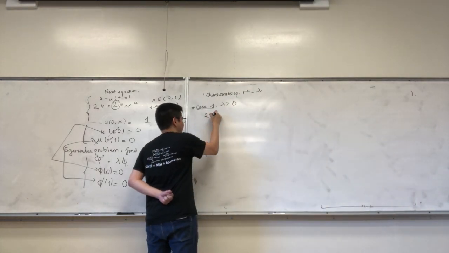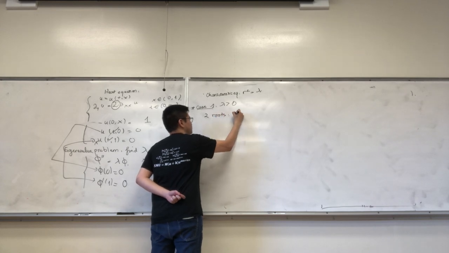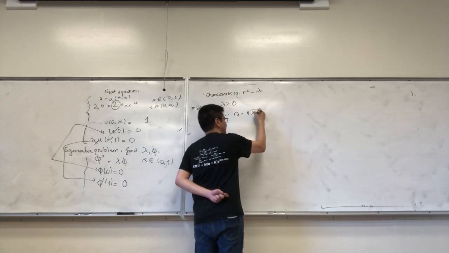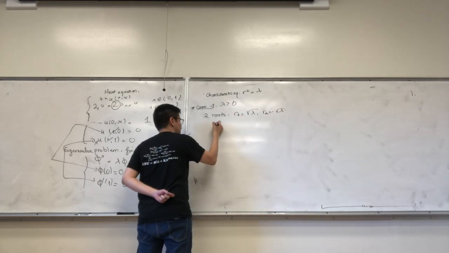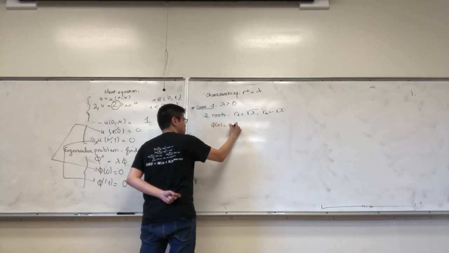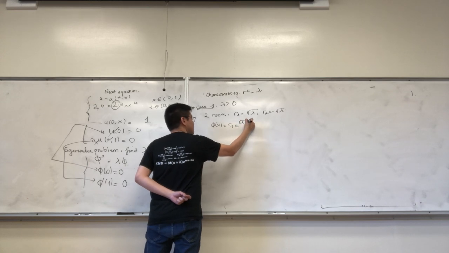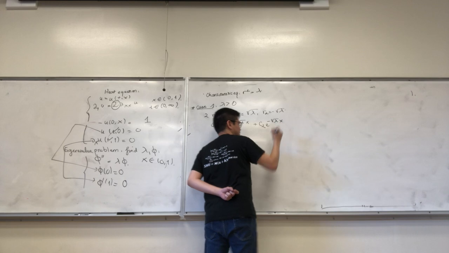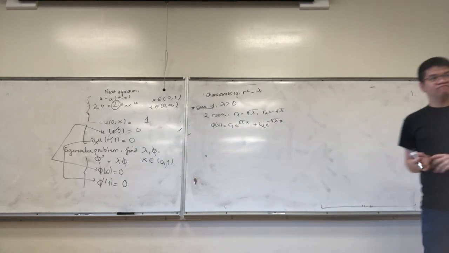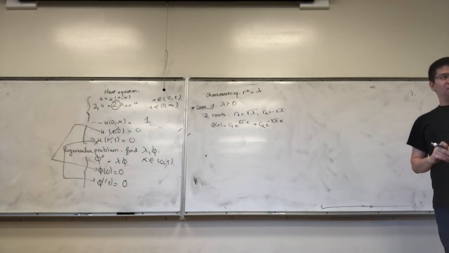So we have two roots, right? The first one will be square root of lambda, and the second one will be minus square root of lambda. And this gives me phi of x to be c1 e to the square root of lambda x plus c2 e to the power minus square root of lambda x. All right? That's good. What is the next step?